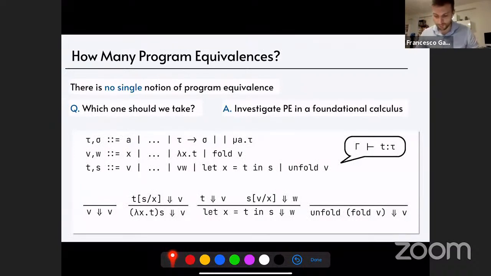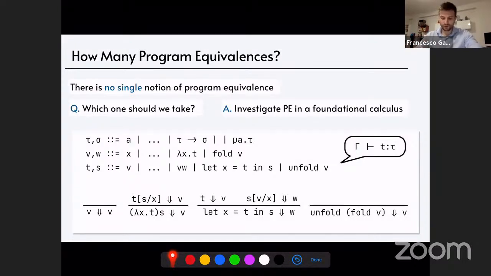So for this talk, and also in light of the second part of the talk, the foundational calculus we consider here is rather simple. It's a call-by-value lambda calculus with recursive types. And in particular, we choose this calculus, so we may assume to have other types like sum types or product types and whatever.